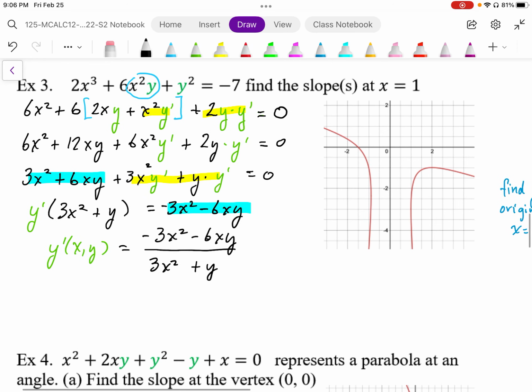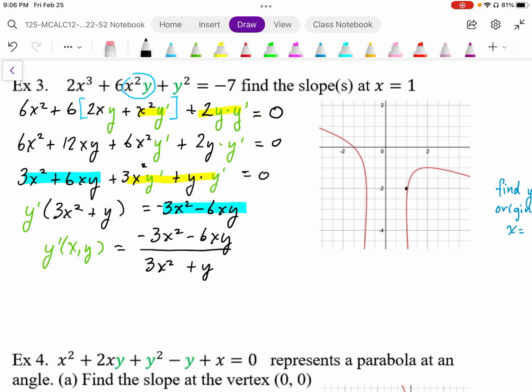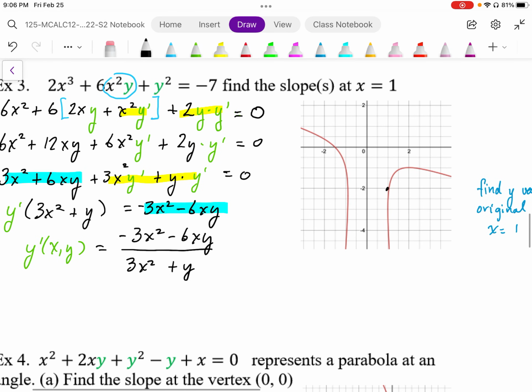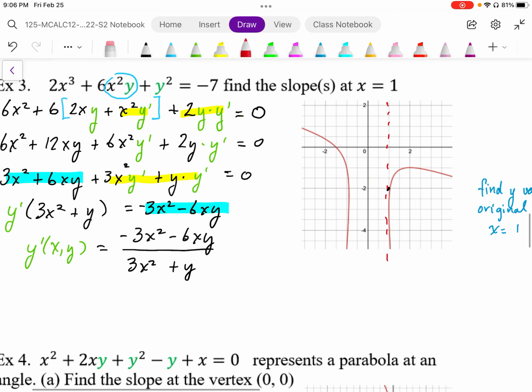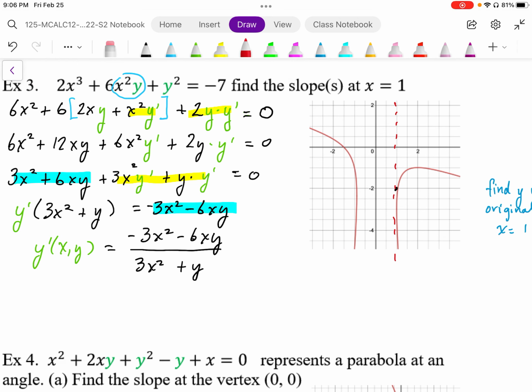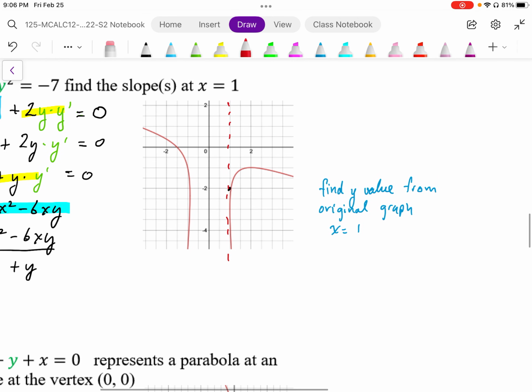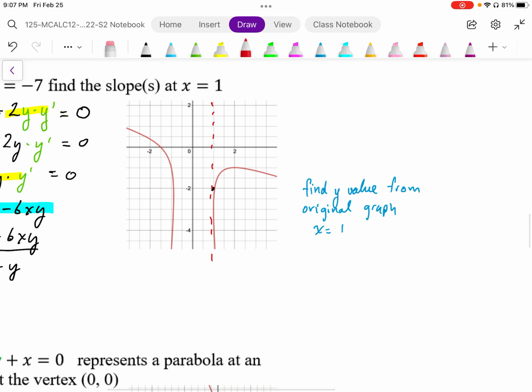Okay, so I want to find the slope at x equals 1. Well, x equals 1 right about here. Now, it looks like it could be a vertical tangent line. Okay, so that looks very possible that it's a vertical tangent line through there. And to find the slope though, I need both an x and y coordinate. So I have x equals 1, but I need to calculate the y coordinate.